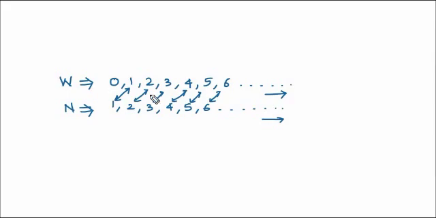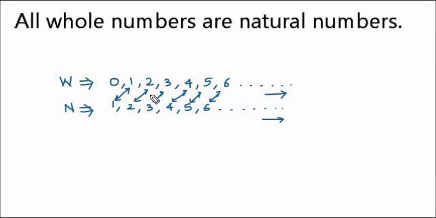Now let's look at the next one. All whole numbers are the natural numbers. So we see 1 present here, 2 is present here, 3 is present, 4 is present, 5. What about 0? So 0, is it present here? It is not present. So all whole numbers are natural numbers is a false statement because 0 is not present in natural numbers.